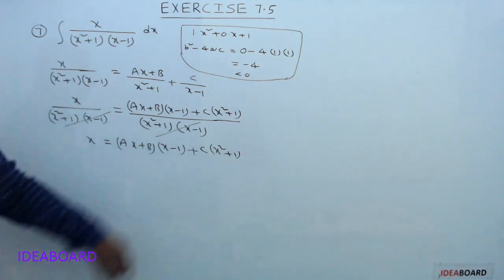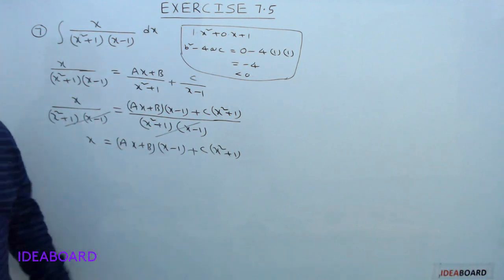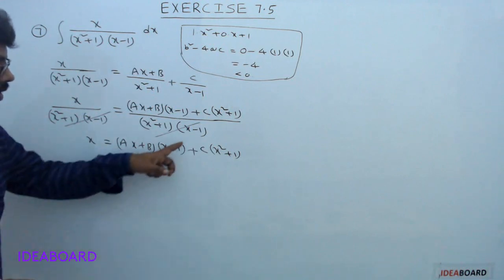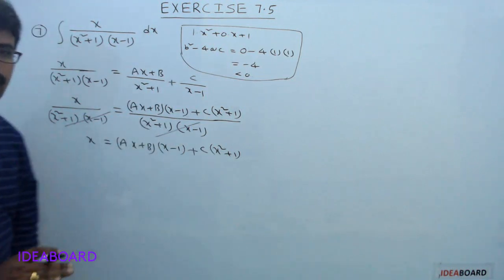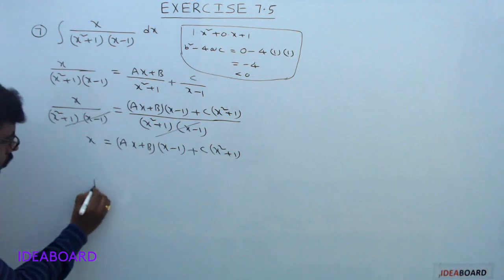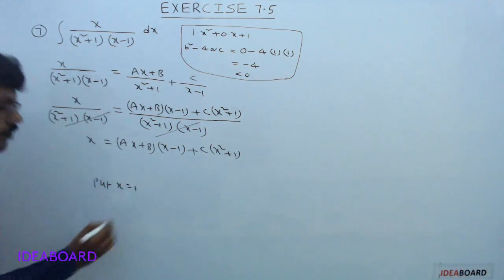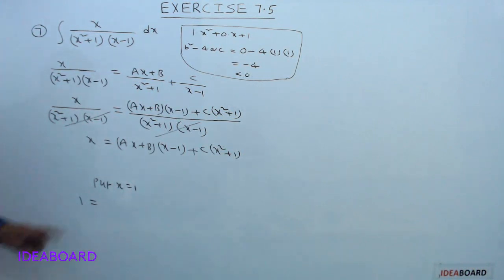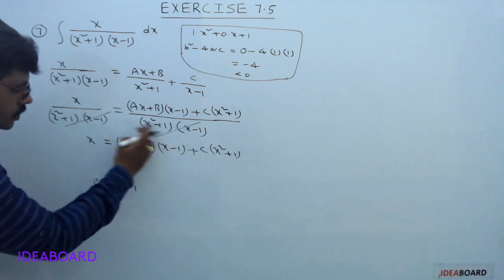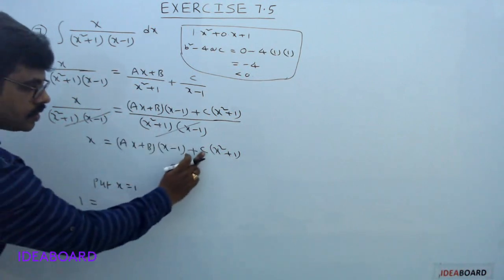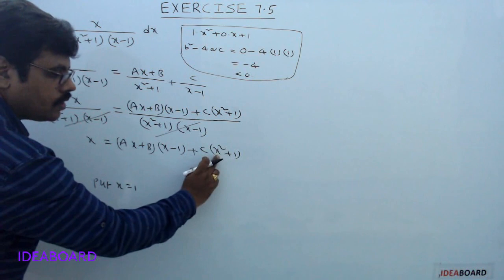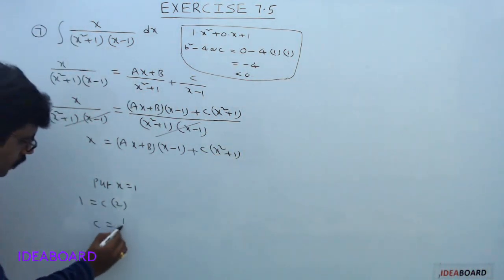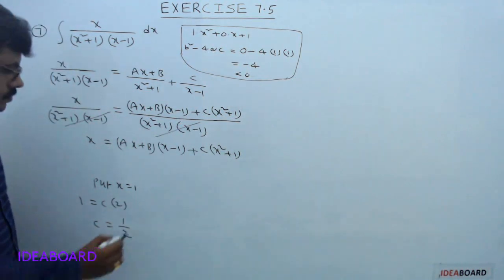To find the value of c, make the first term 0. If you substitute x equal to 1, then this entire term will be 0. So write down x equal to 1. Now x value 1 equals, by substituting x equal to 1, this entire term will be 0. This is c into (1 square plus 1), that is 2. So c into 2. Therefore, c value is 1 by 2.